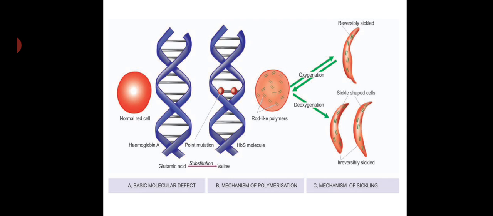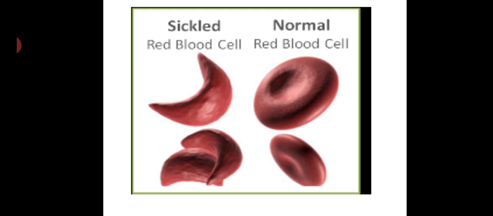But this sickling is reversible initially. Under the condition of oxygenation, there will be a reversal of the sickling, so there will be a normal RBC. But whenever there are repeated episodes of sickling, the RBC membrane will get damaged, and then there will be an irreversibly damaged cell which will be irreversibly sickled. So this is a 3D picture diagram of a normal RBC, which is a round to oval biconcave disc shape, and this is a sickled RBC.